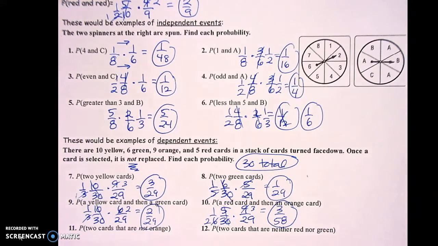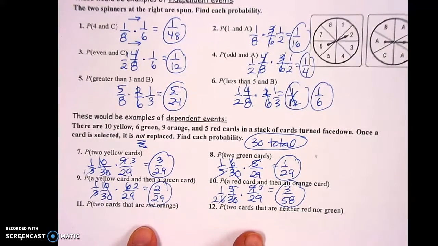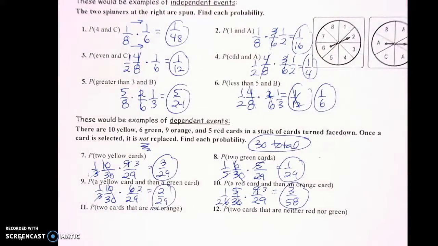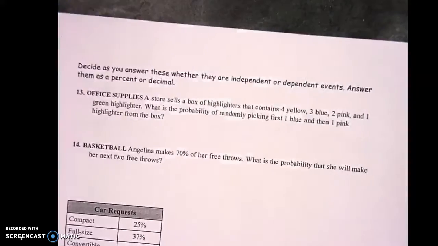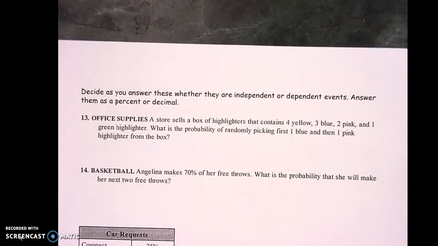Three out of 58. So I'm going to ask you to do these next 2 problems on your own, and when we come into class, we will check those and see how you did. I'm confident you'll do fine. Pause the video and do those, please, and then join me on the back side of the paper for a couple of different problems.